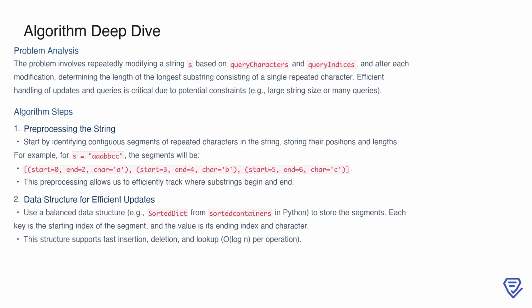For example, given the string AAABBCC, we can represent it as segments: AAA from index 0 to 2, BB from index 3 to 4, and CC from index 5 to 6. This representation allows us to track the ranges and characters of these segments in a structured way. To further aid in efficiency, a balanced data structure like a sorted dict can be used. This data structure is ideal because it supports fast insertion, deletion, and lookups, which are key operations needed for segment management as we process queries.